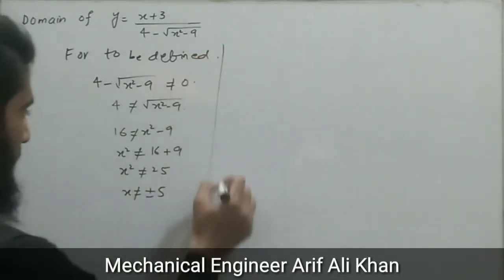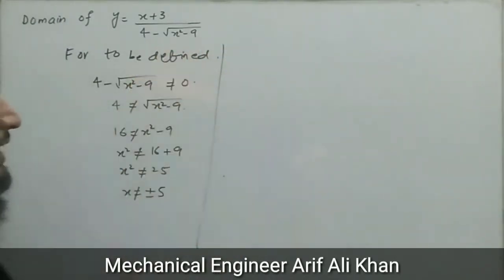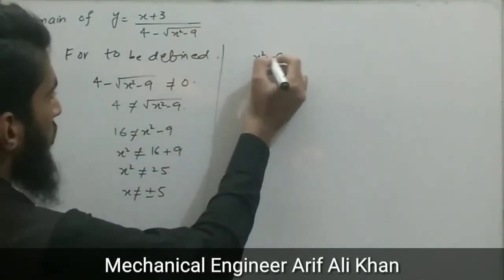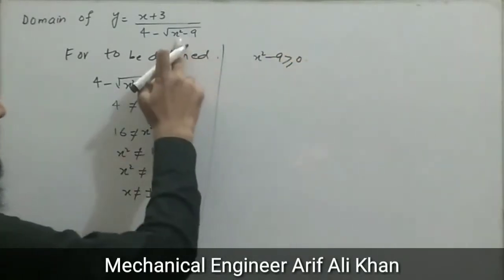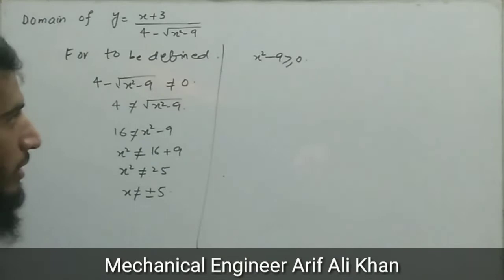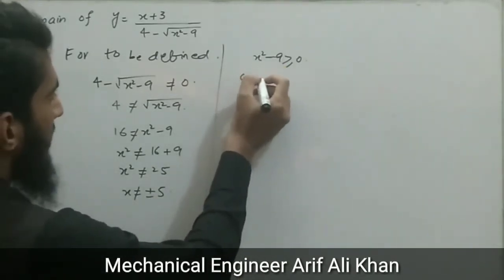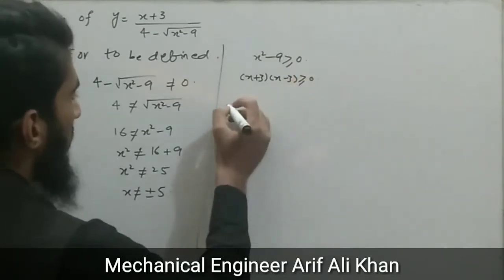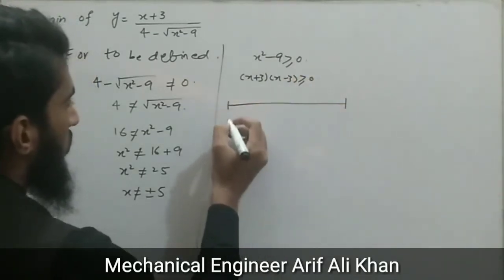Now after this, remember that a square root function cannot take a negative value. So over here x square minus 9 should be greater than or equal to 0, because if we put a negative value here, it will not give a real value. X square minus 9 can be written as (x plus 3) into (x minus 3) greater than or equal to 0. Now we will find the solution to this inequality through the wavy curve.